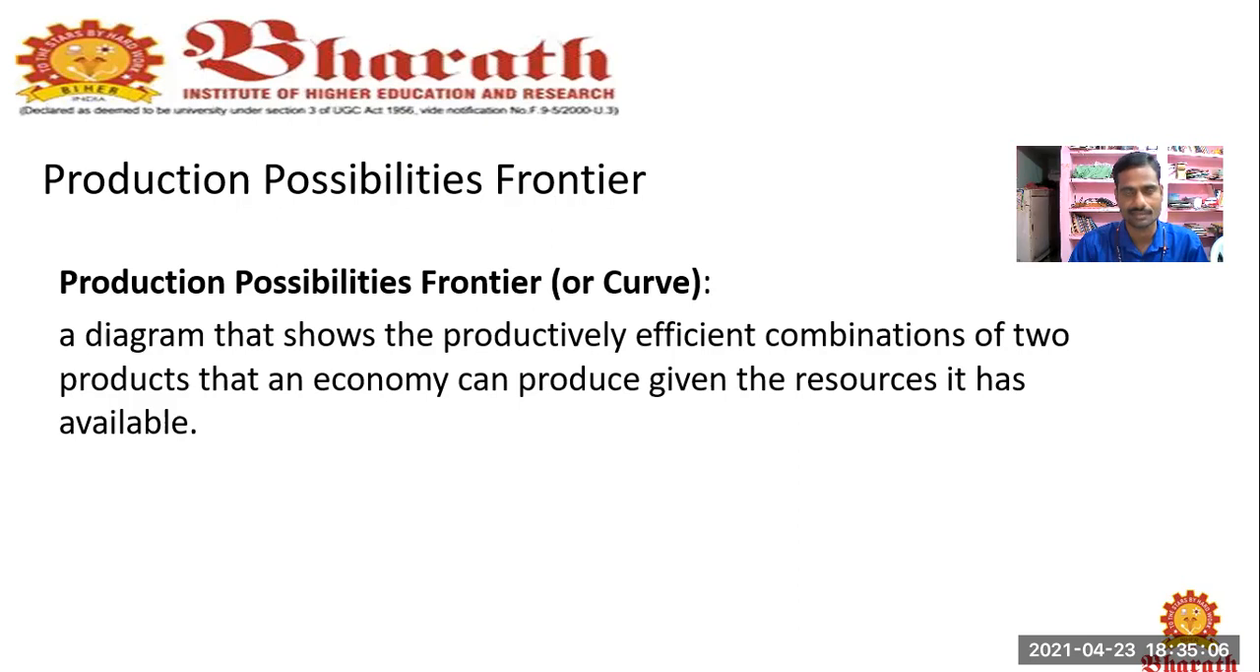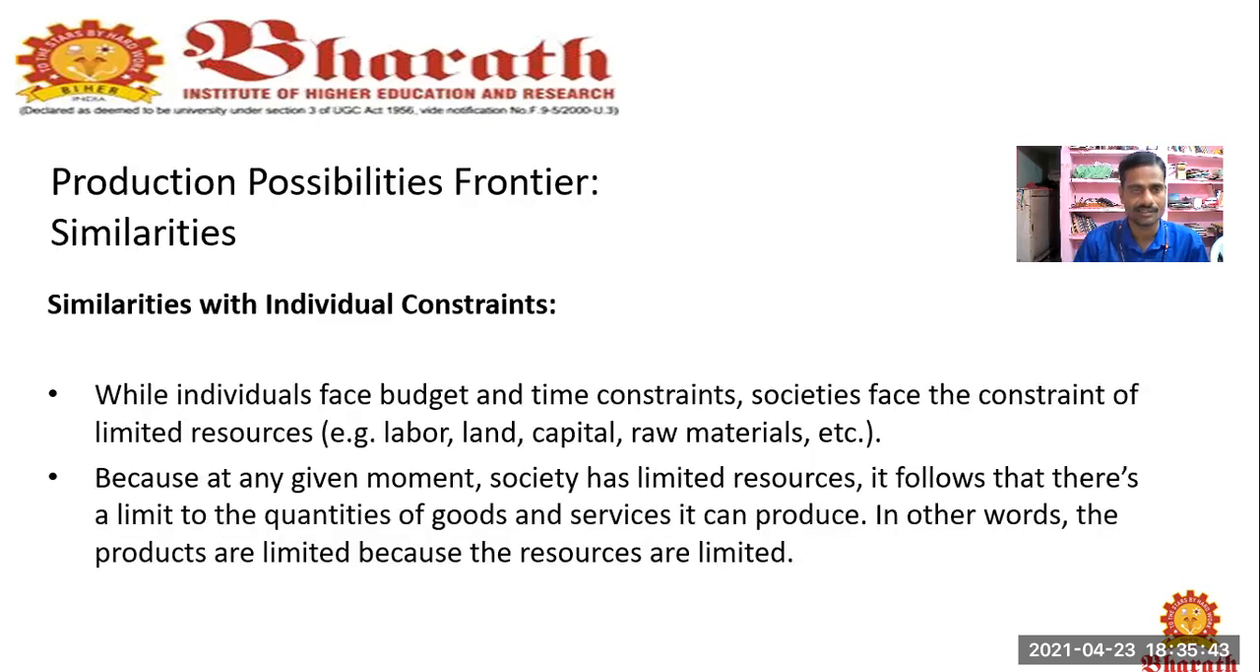Resources are scarce. There is scarcity. Resources are scarce in an economy: natural resources, human resources, any resources you can take. So given the resources, we have to produce one or two commodities. If you produce one commodity more, then the production of the other commodity would be low compared with the other. So this is called a constraint.